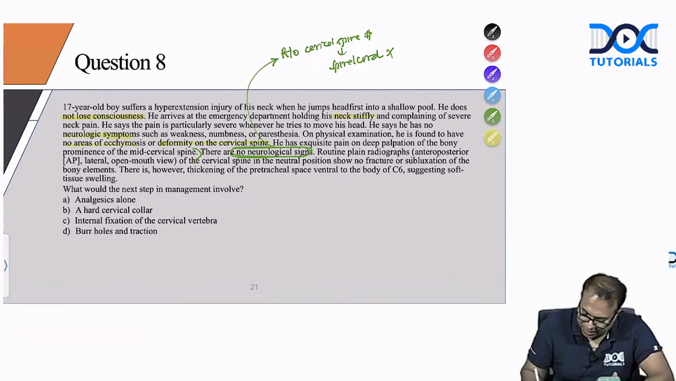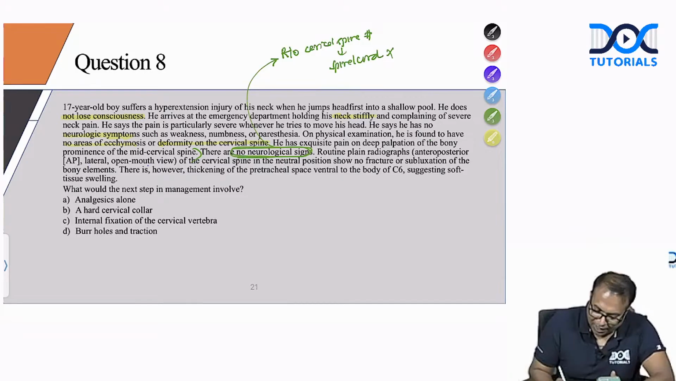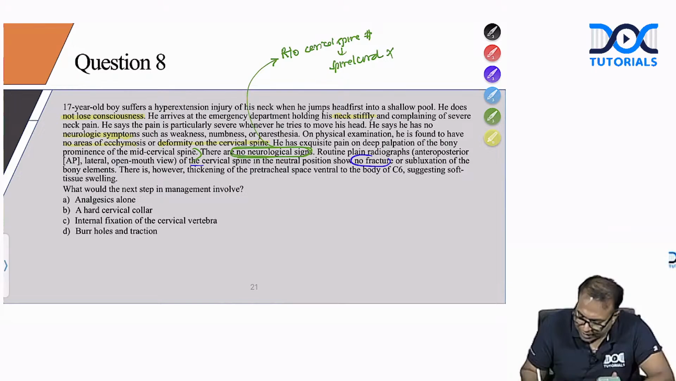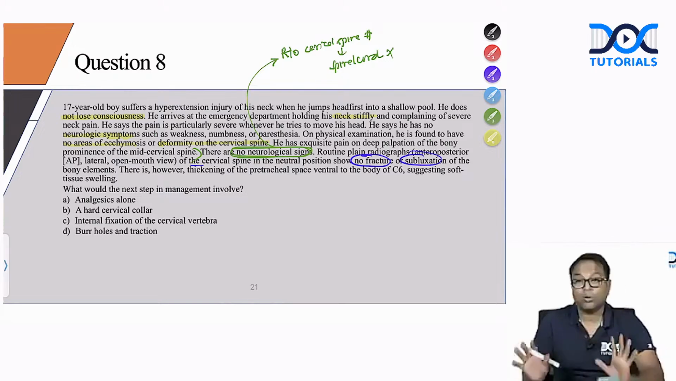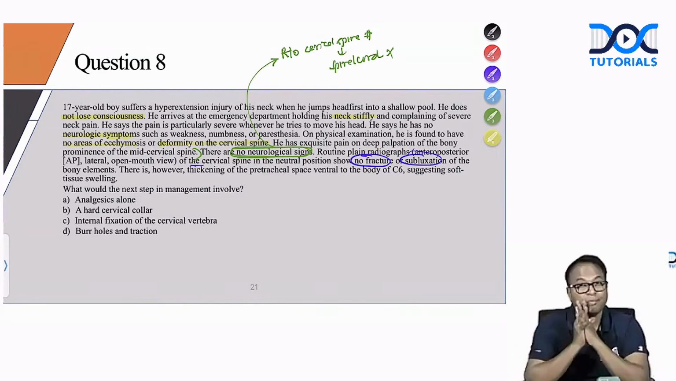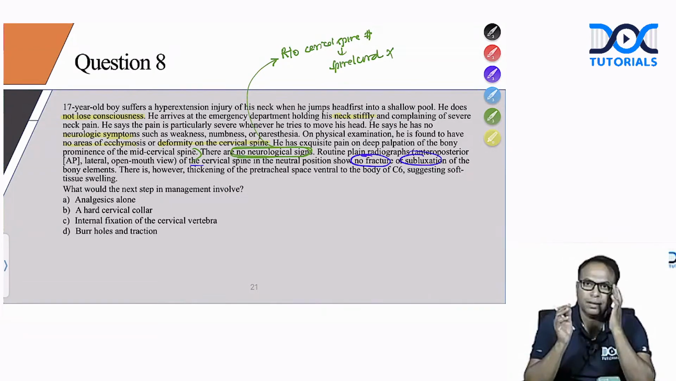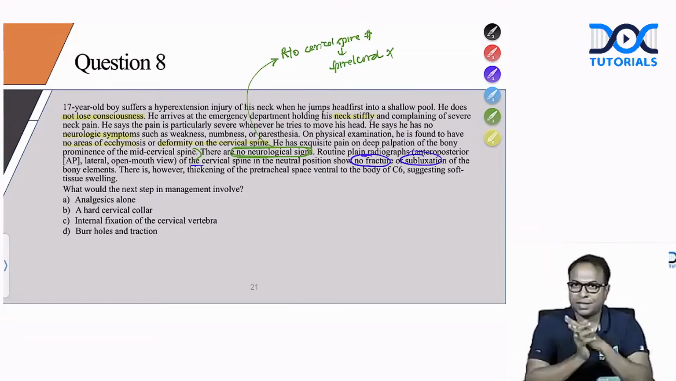Routine plain X-rays like anterior, posterior, lateral, open mouth view of the cervical spine showed no fracture or subluxation. So you are happy there is no fracture in the cervical vertebra. So this is an ortho-related question. No cervical spine fracture noted.